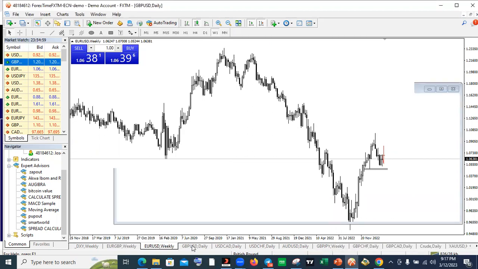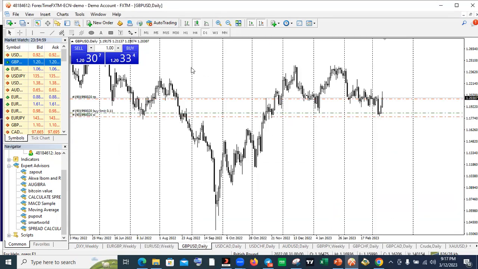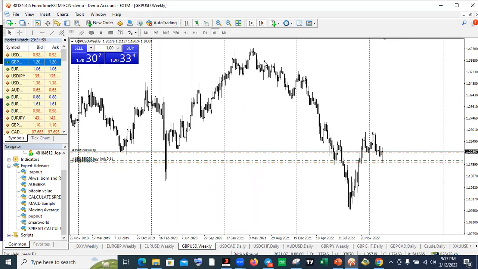On Euro GBP USD, look at what happened last week. If you look very well, the market was rejected.